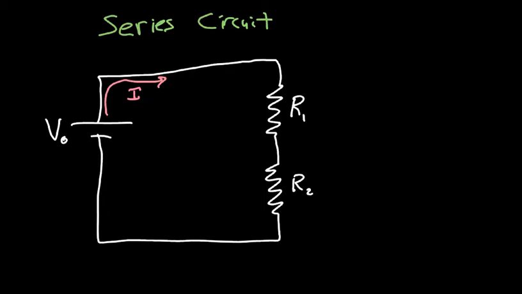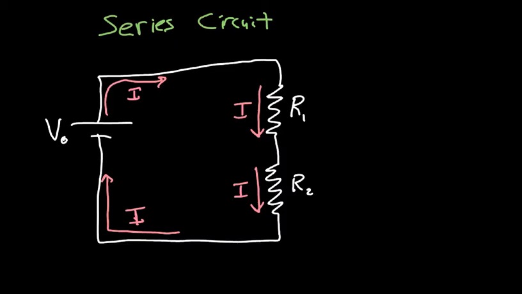As we have the current flow through R1 and R2, we know that current can split up if there are multiple paths, but there aren't multiple paths here. There's only one path. So all of our current goes through R1, and then all of our current goes through R2, and then all of our current goes back to the battery. Only one path, so the total current is the same as the current through each component.